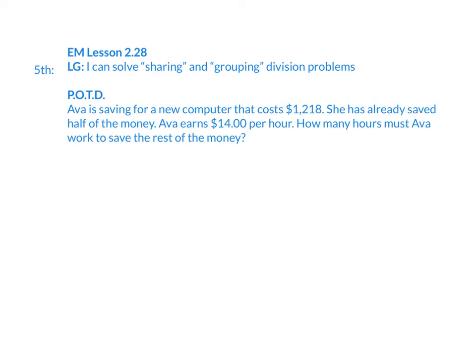It says, Ava is saving for a new computer that costs $1,218. She has already saved half of the money. Ava earns $14 per hour. How many hours must Ava work in order to save the rest of the money? So we have to figure out how many hours she has to work. Not how much more money she needs, but how many hours she needs to work.